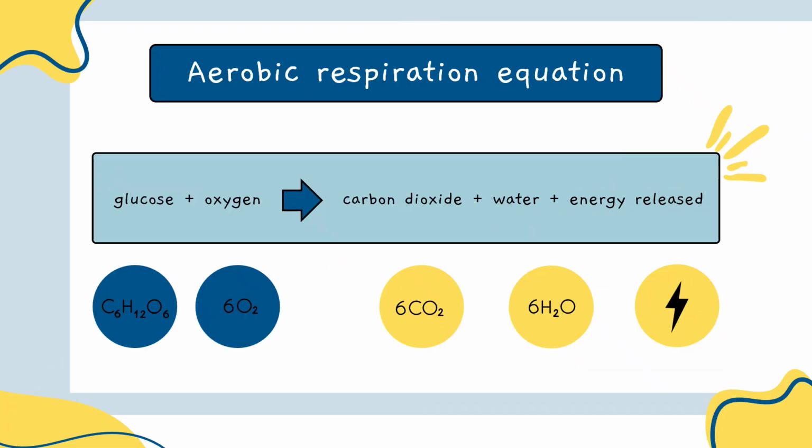Here's the equation for aerobic cellular respiration. You have glucose and oxygen. Those enter into the cell, and the cell goes through a process of reactions, and as a result produces carbon dioxide, water, and energy is released. If you remember photosynthesis, this is the complete opposite of that reaction.